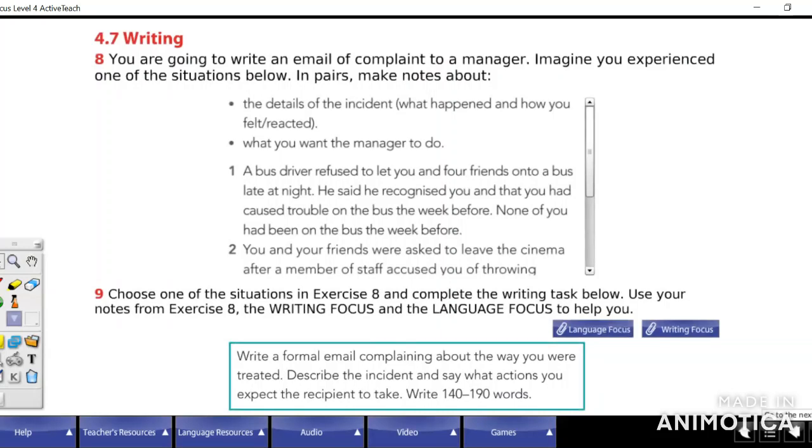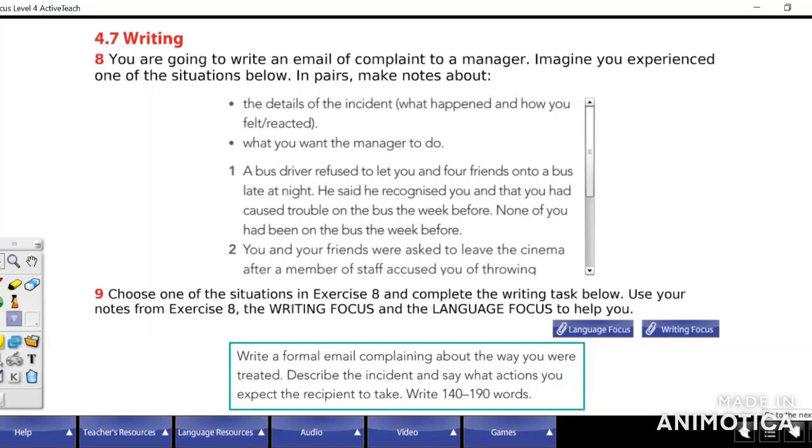You're going to write a letter of complaint, an email in this case, but you're allowed to write a letter. Imagine you have experienced one of these situations before, just one. And it says in pairs. We're going to skip that. So just by yourself, think about that. Which incident? Now, we want to know more details about the incident. What happened? How did you feel? How did you react? And also, we want to know what you want the manager to do.